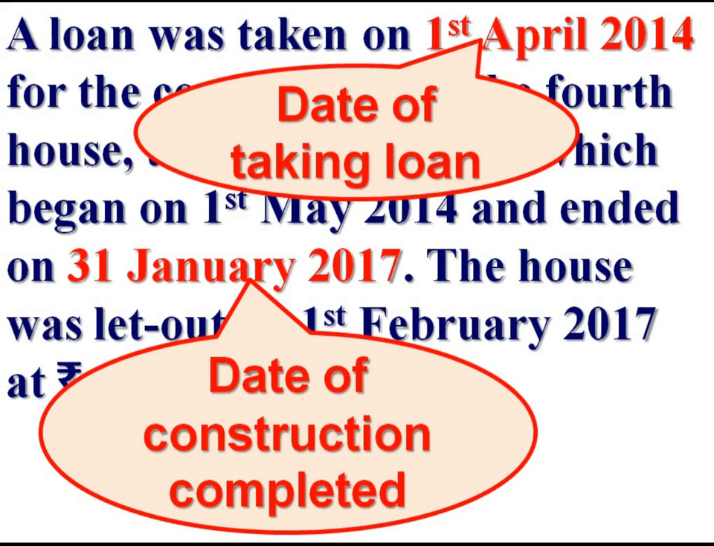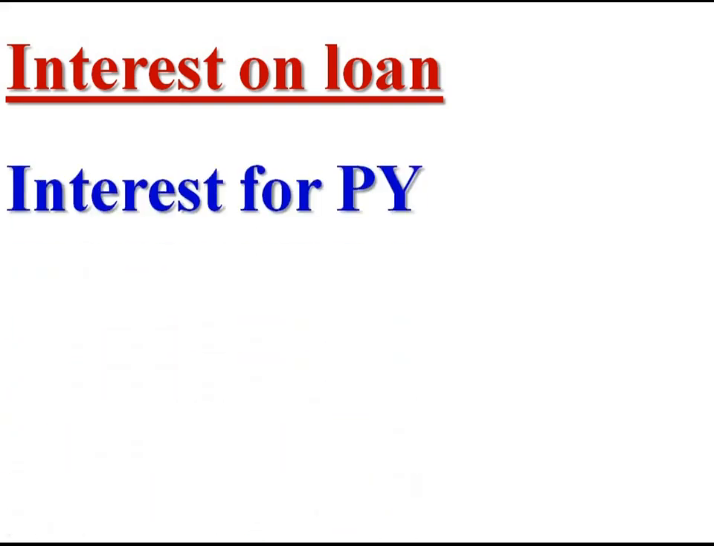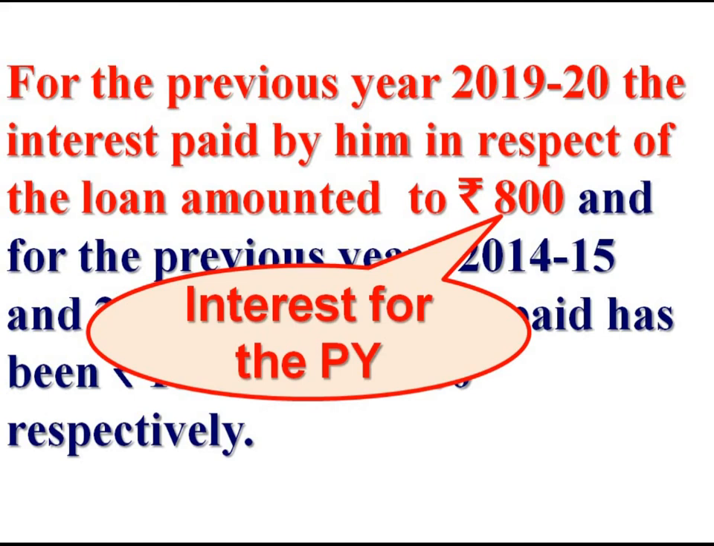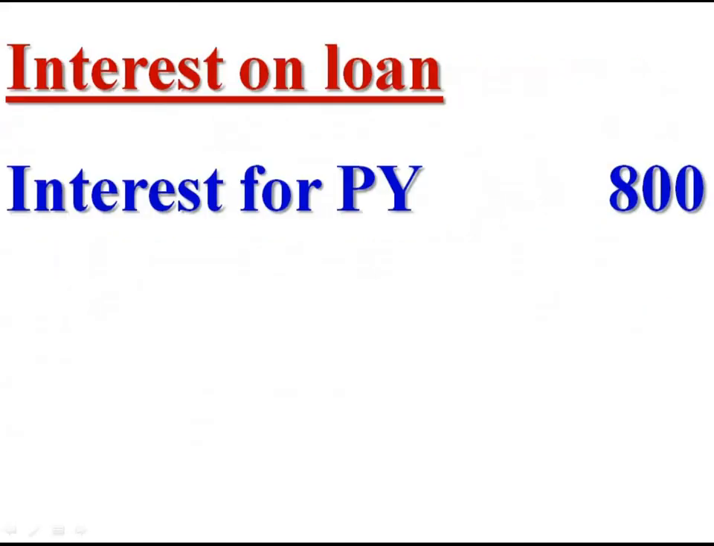That is interest on loan up to the 31st March just preceding the date of construction completed. The interest up to 31st March 2016 is the interest prior to construction. And the interest on loan includes interest for the previous year. We are directly given for the previous year 2019-20 the interest paid by him in respect of the loan amount, rupees 800. Therefore, interest for the previous year is rupees 800.